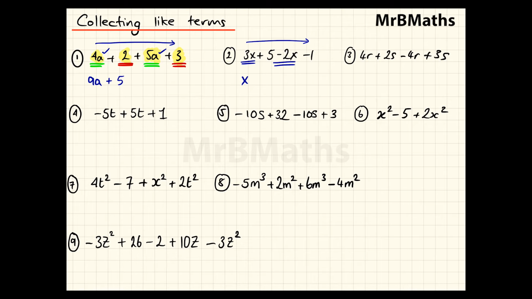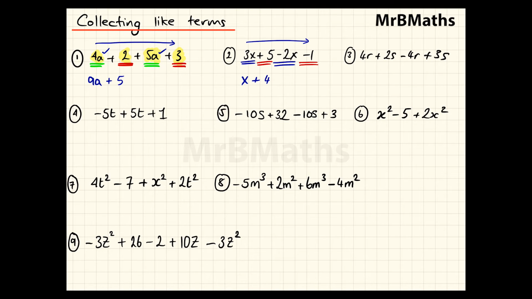I then move on to my second term, which is a plus 5, so we're dealing with numbers. I then scan the expression to see that there's a minus 1. So plus 5 minus 1 will give us plus 4. And that's question 2 answered.